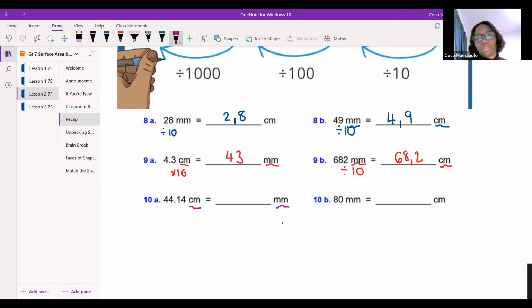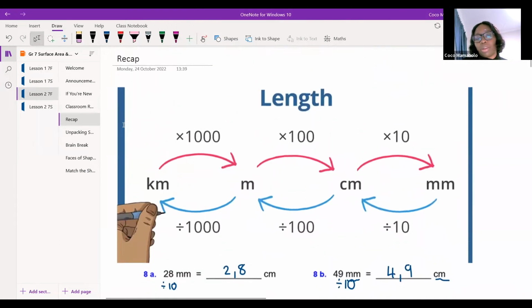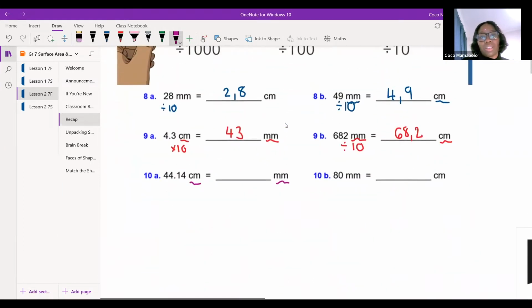Divide by, I think, 100. Oh, have a look at our board first. Have a look up top here at our board. I'm going from centimeters to millimeters. What do I need to do? What does my rule here say? Times 10, ma'am. Good. We're going to multiply by 10. So I'm going to take 44.14, and I'm going to multiply by 10. And how much is that going to give me?